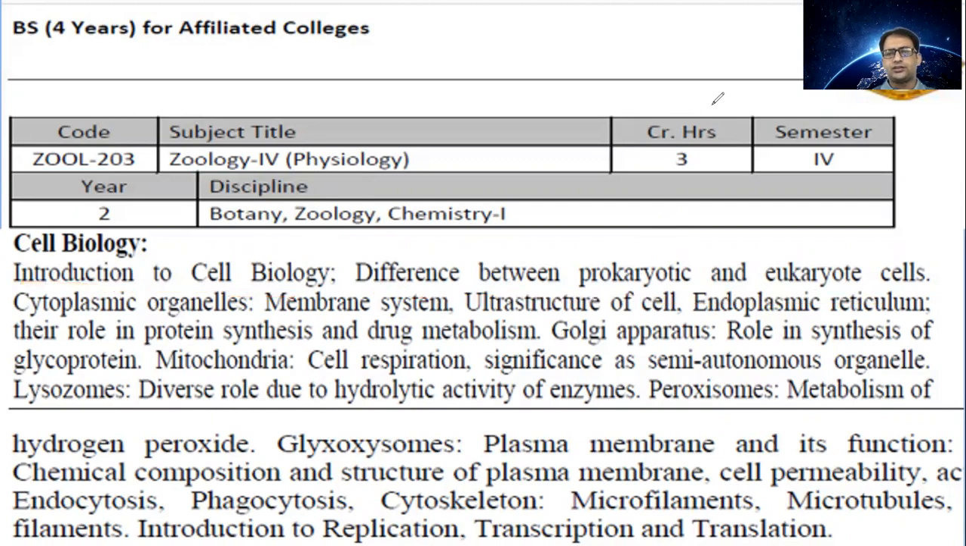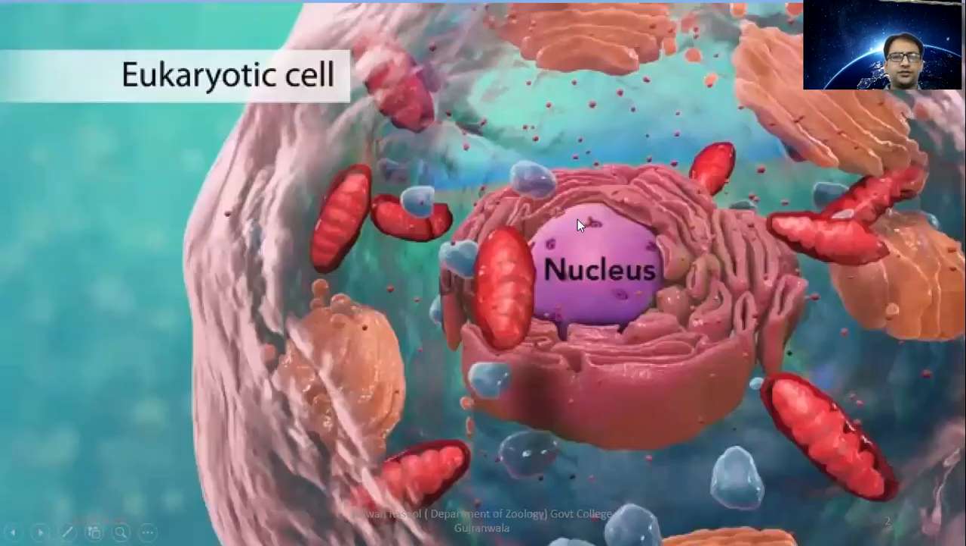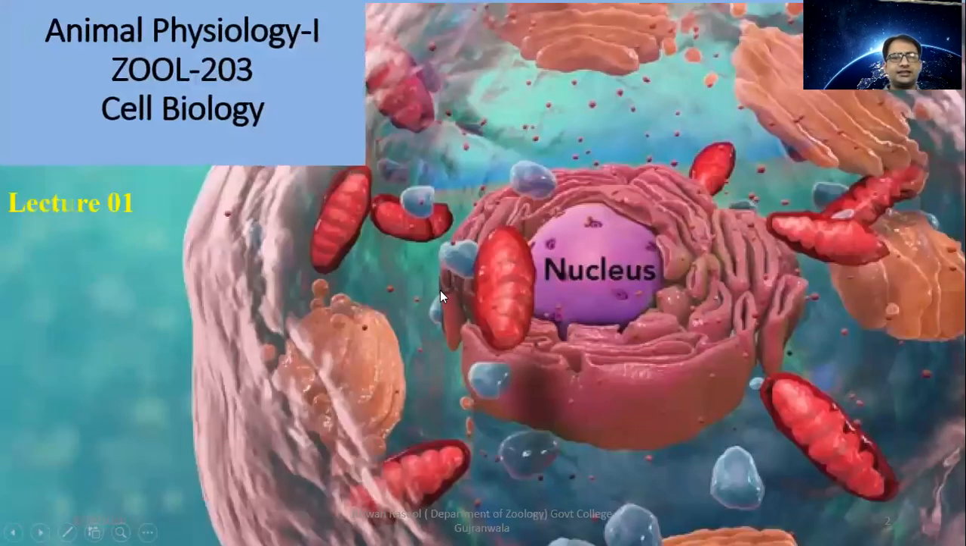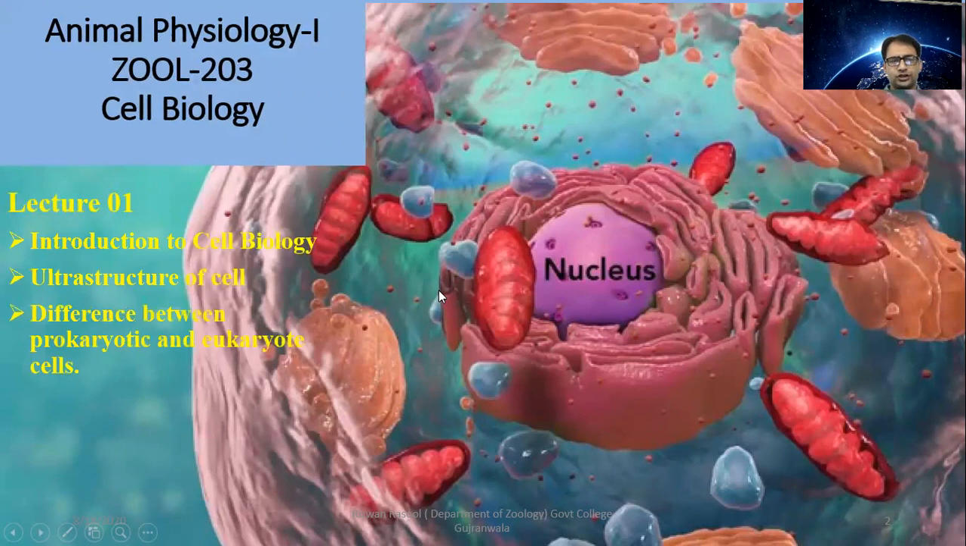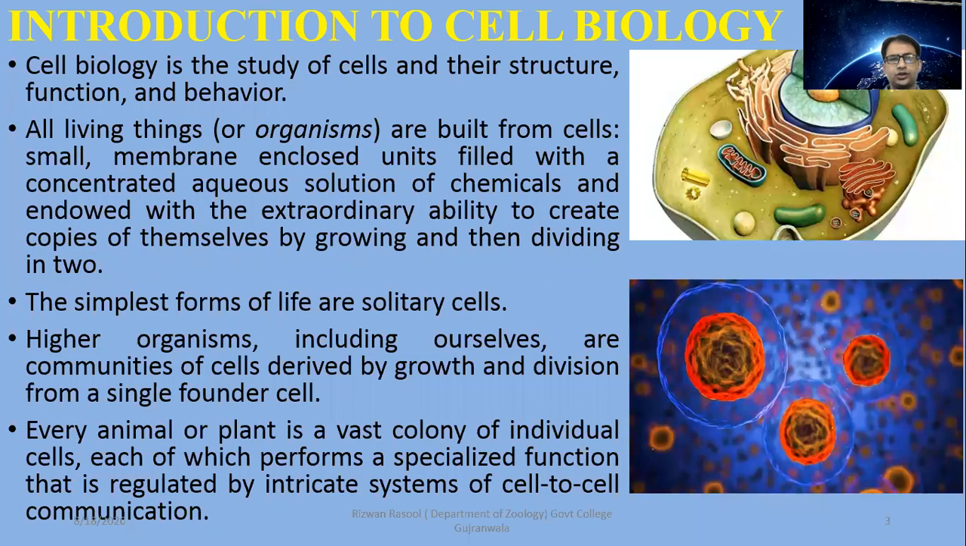The initial portion of cell biology has been taken from chapter number 2 of Miller and Harley zoology, and the differences between prokaryotic and eukaryotic cells have been selected from various sources. First of all, this lecture will cover the introduction, the ultrastructure of the cell, as well as the difference between prokaryotic and eukaryotic cells.